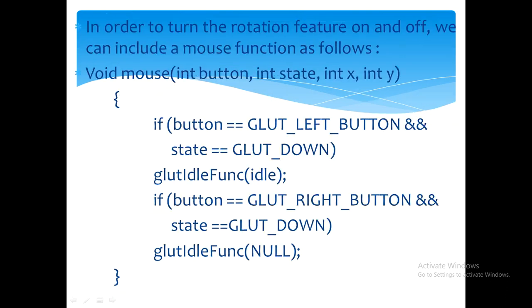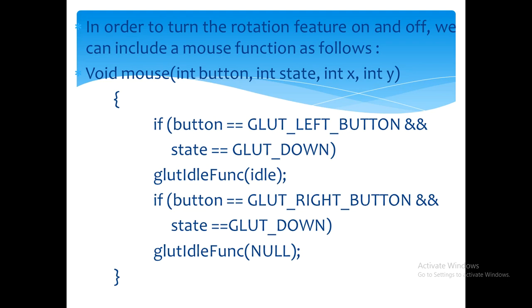Then, in order to turn the rotation feature on and off, in that program it is continuously rotating by default. If you want to turn it off and on, you can again use a mouse. We are animating our program, like that rotating pin continuously rotating, but if you want to switch off the rotation, you can use a mouse key. If you press that mouse key then it will turn off. If you don't want to turn it off, then you don't press. That can be implemented.